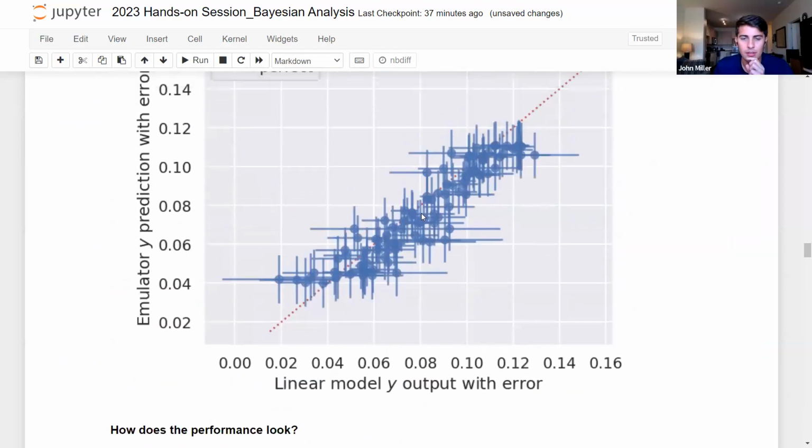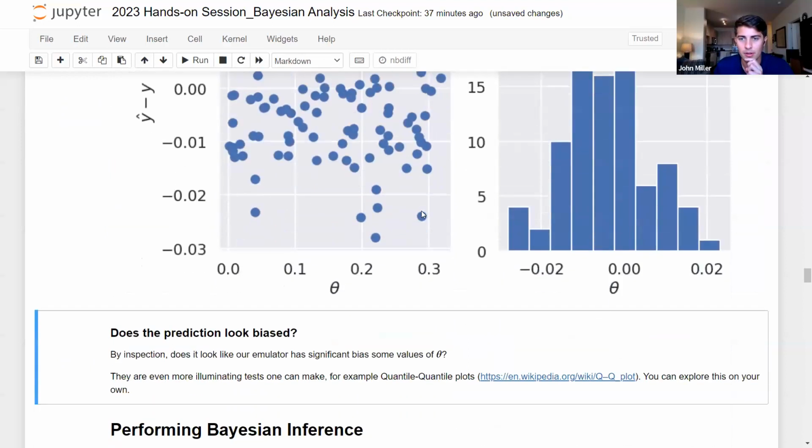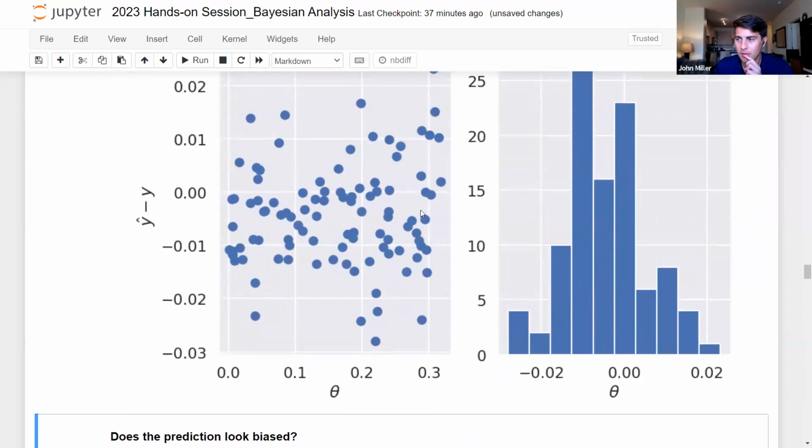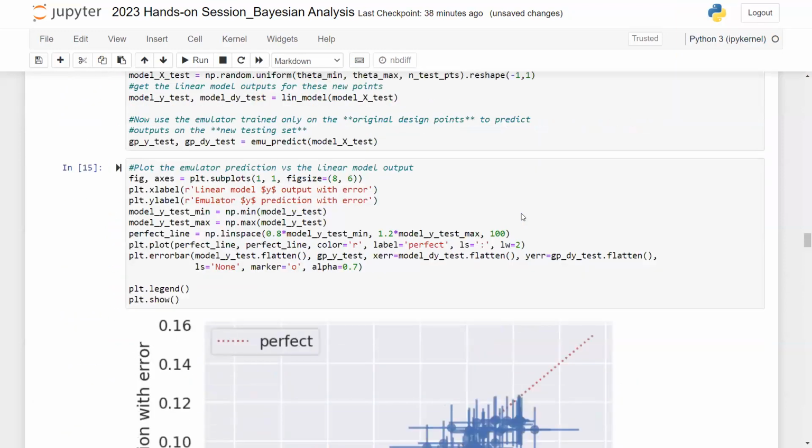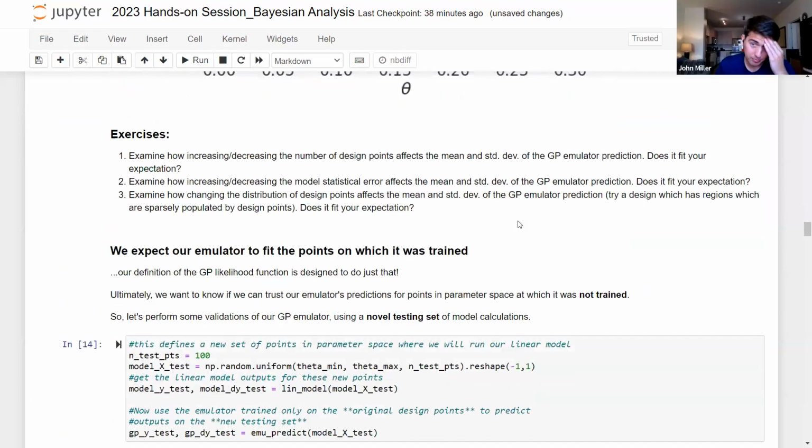Is there a error on the histogram? No. So it should be. There's one question on Slack. Yes, I'm seeing that. Okay.